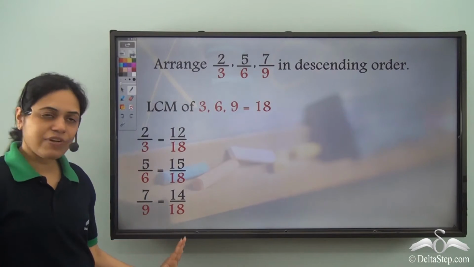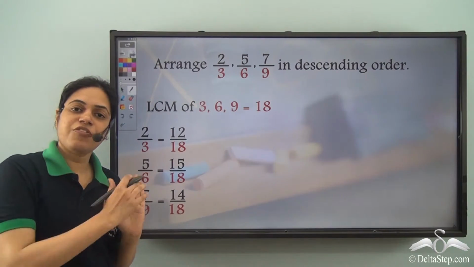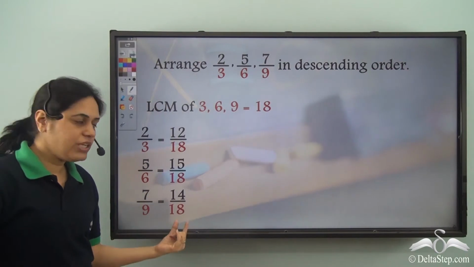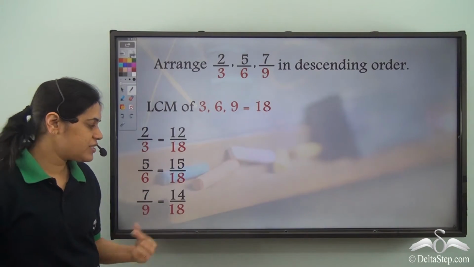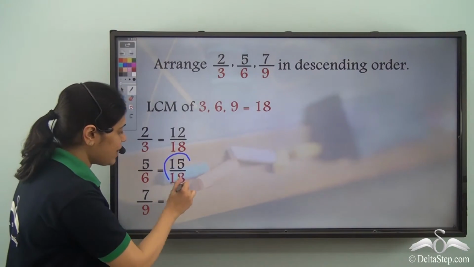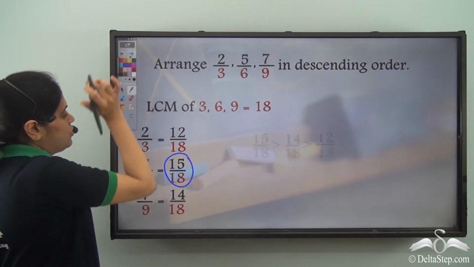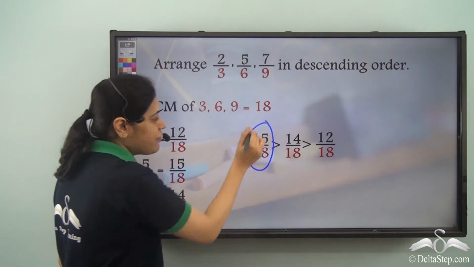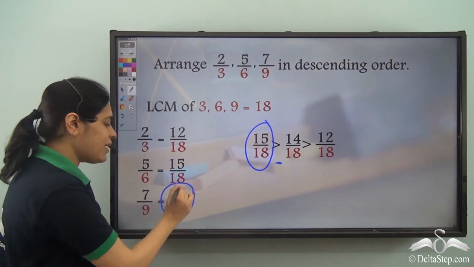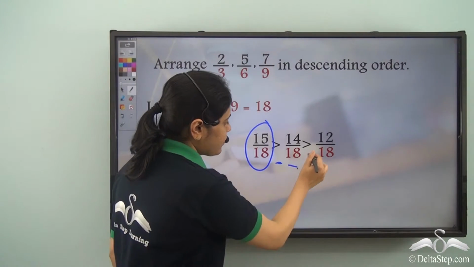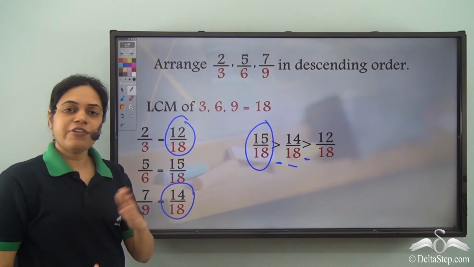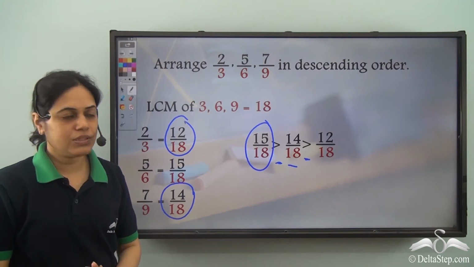Now these are all like fractions. Descending means from the largest to the smallest. I need to compare only the numerators because the denominators are equal. So which is the highest numerator? 15 by 18. So I have 15 by 18 first. So 15 by 18 is greater than 14 by 18, which is next, which is greater than 12 by 18. So these are the fractions arranged in descending order.